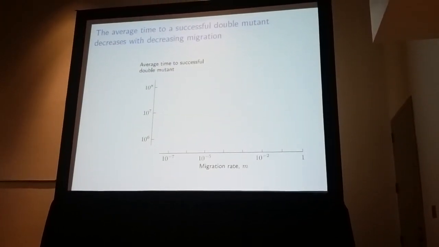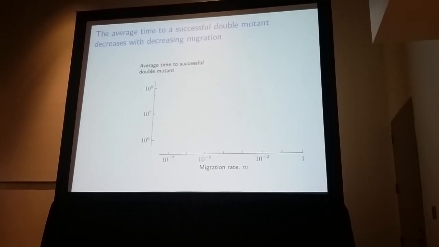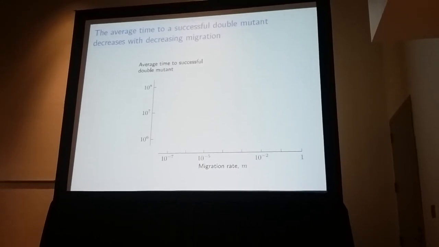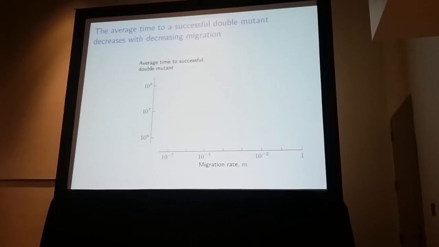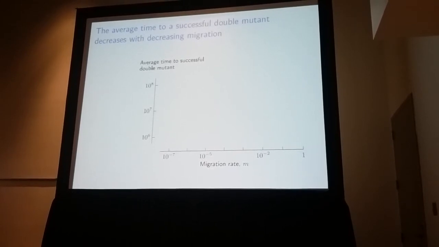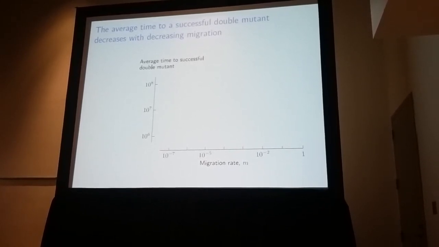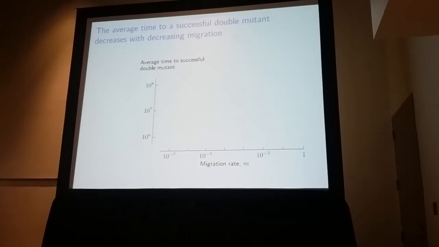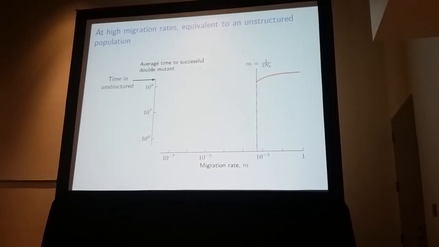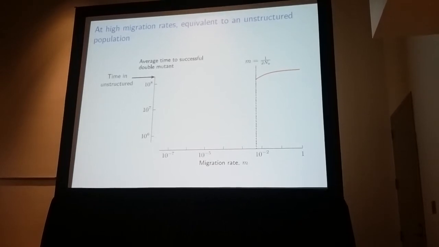When we do this, the average time decreases as migration rate decreases. Here on the x-axis I'm showing migration rate on a log scale. On the right-hand side, we have a migration rate of 1, which is complete panmixia, everyone migrating every generation. On the left, we have a very low migration rate, almost no migration between demes. And on the y-axis, we have the average time until the sweep starts, varying from 1 million generations up to over 100 million generations.